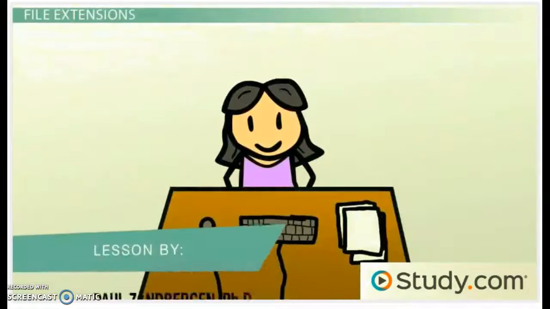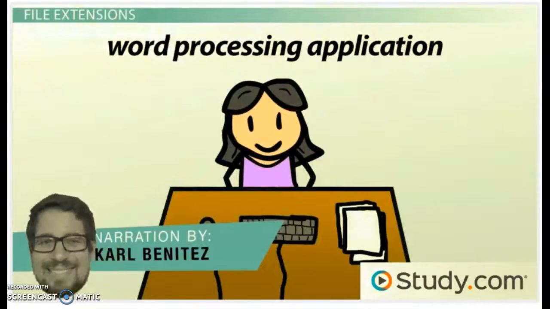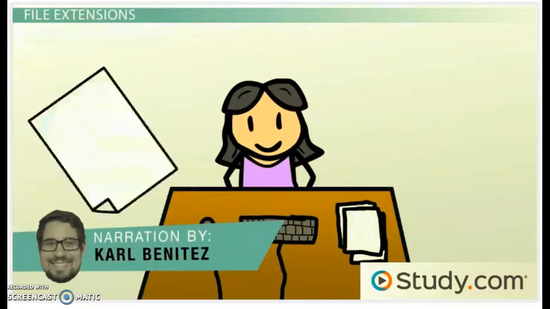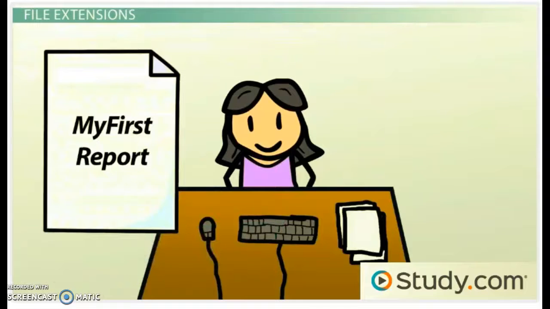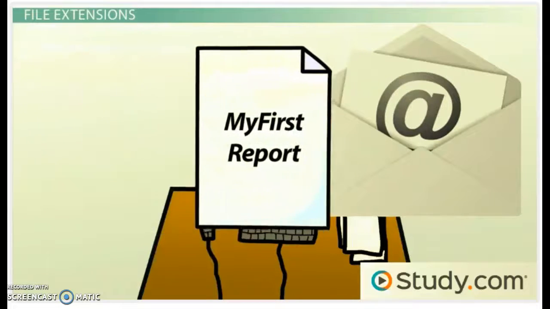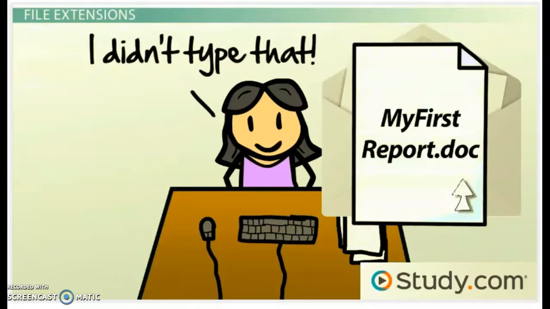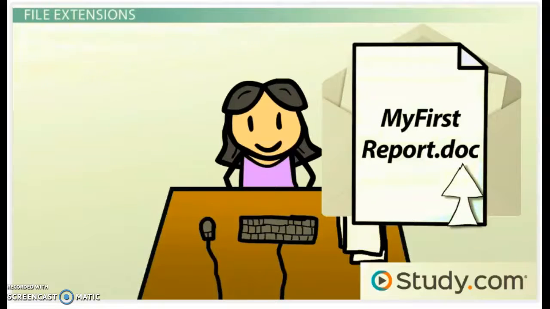So you're working on an essay for school and you use a word processing application to enter your text. You save this file on your computer and call it My First Report. Then you open up your email to send it to your instructor. You attach the report to your email, but when it shows up in your email message, it is called myfirstreport.doc. Wait a minute, you did not type the .doc part. Where did this come from?